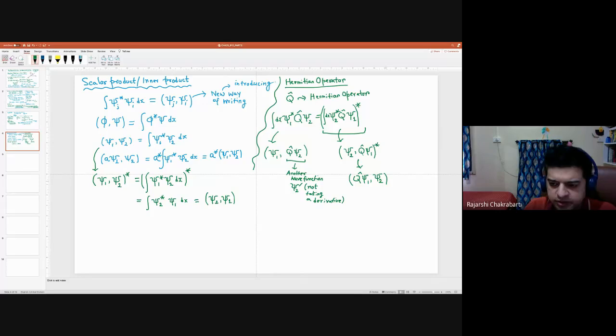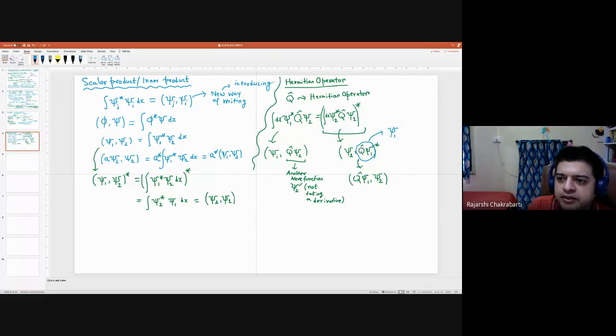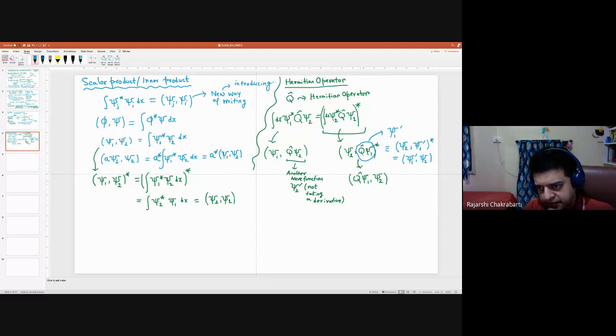Are you convinced? Just see. If you cannot follow, what is this? This Q times psi1, I can call it something like psi1 tilde or psi1 prime. What I have here initially is nothing but psi2 comma psi1 prime star. And you know that this is equal to nothing but psi1 prime comma psi2. This is exactly what I have done. Is it clear? It is not very difficult.